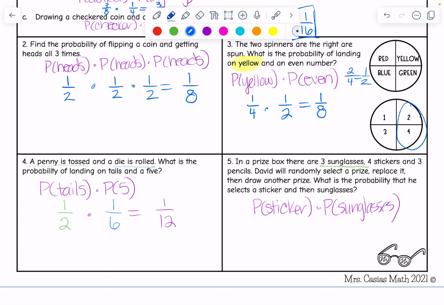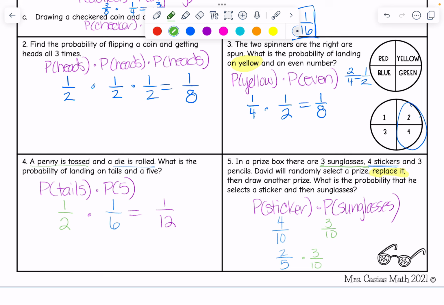We want to know the probability that he selects a sticker and then sunglasses. Again, notice he's replacing. The probability that he would get a sticker is 4 out of the 10. I know that 4/10 simplifies to 2/5, so I'm going to use that simplified form. He's replacing it, which again is a key word that indicates it's independent. The probability that he would pull sunglasses, he has a 3 out of 10 chance. That fraction can't be simplified.